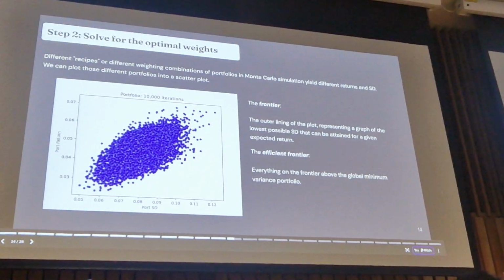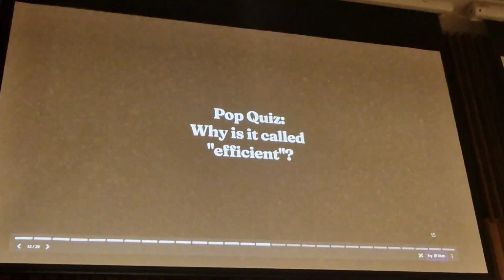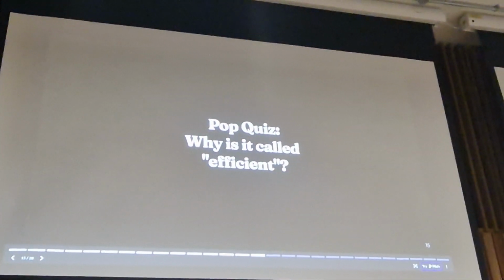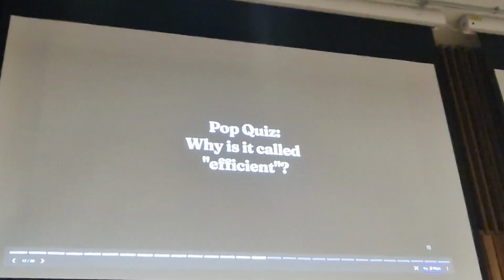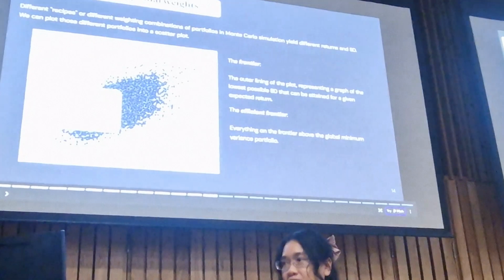So we go to the pop quiz. Why is it called efficient? Consider the shape of the frontier. Can anyone intuit a reason why it's called efficient? If not, okay, let's get back.